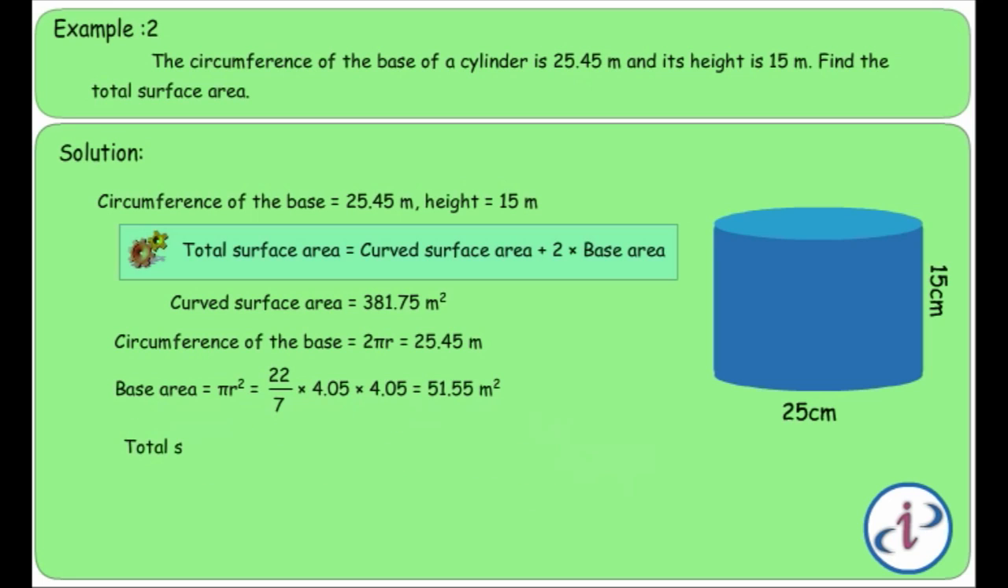Total surface area is equal to 381.75 plus 2 times 51.55. It is equal to 381.75 plus 103.1, which is equal to 484.85 meters squared.